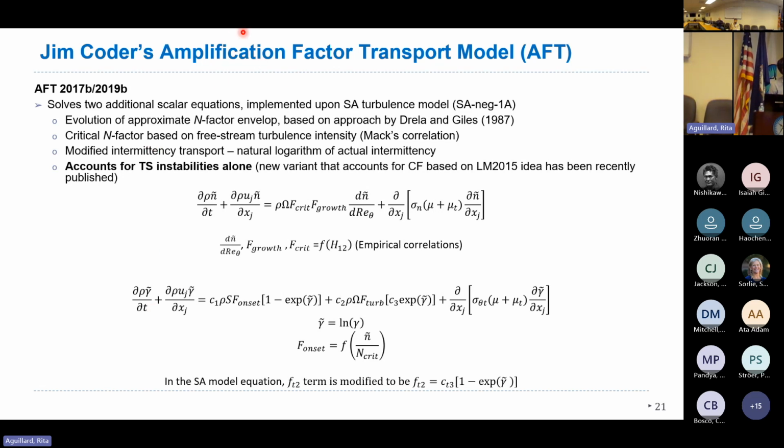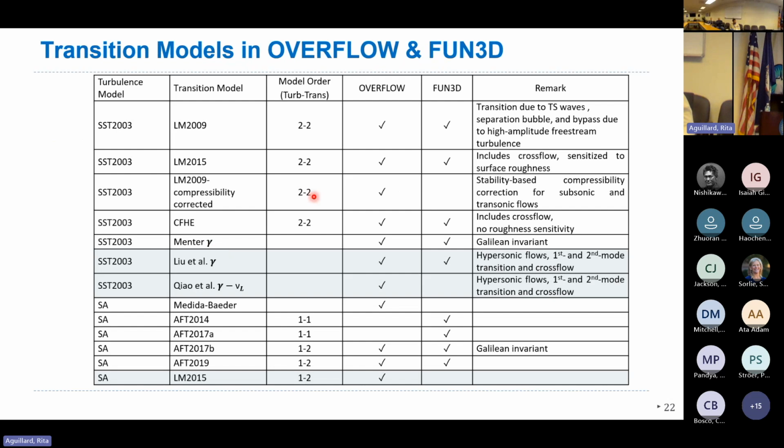This model originally was coupled with the SA model, but you can also tie it with the SST model. All of these models you can swap with the baseline turbulence model with some recalibration. This again handles TS and separation bubbles quite well. So this is another popular model which is quite out there. Within the two mainstream NASA codes, we have most of these models implemented in some sense. We also have variants, for example, an SA-based LM versus SST-based AFT, which is not yet there, but we try to address that as well.